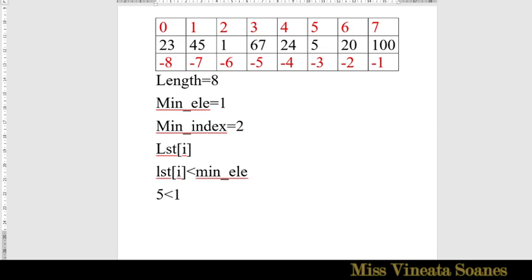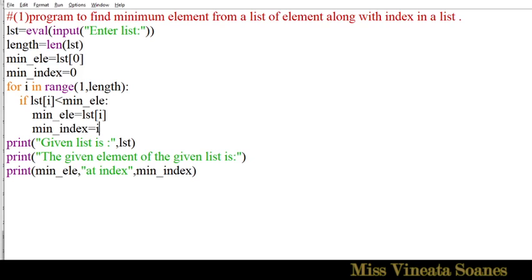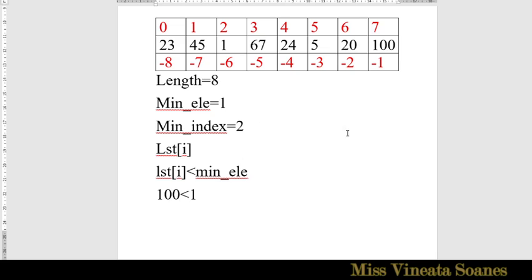Is 5 less than 1? No. Again to 20. Is 20 less than 1? No. Okay. And is 100 less than 1? No. So if the condition is false, if you look at this program, it will not change the value of min EL anymore, nor will it change the value of min index. So it will not change anymore.